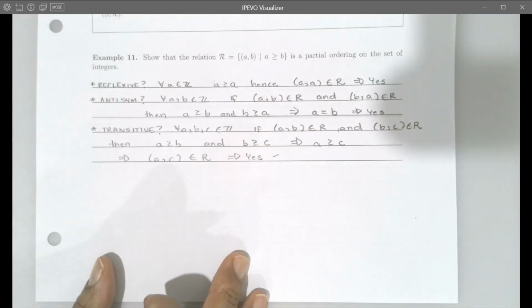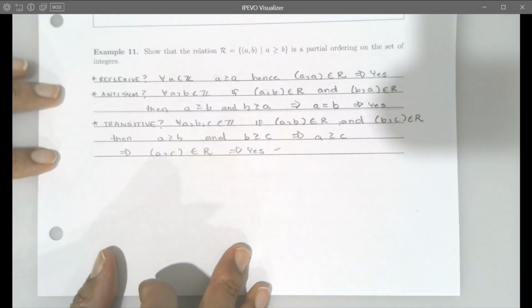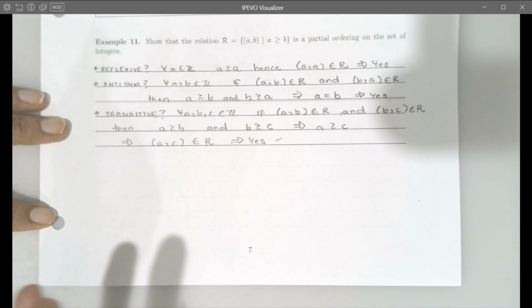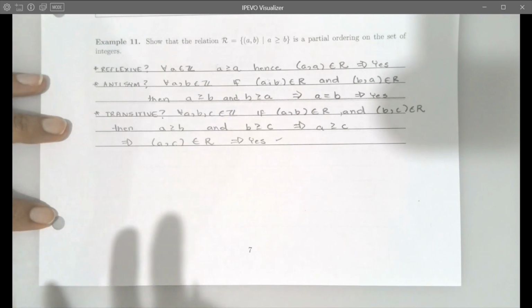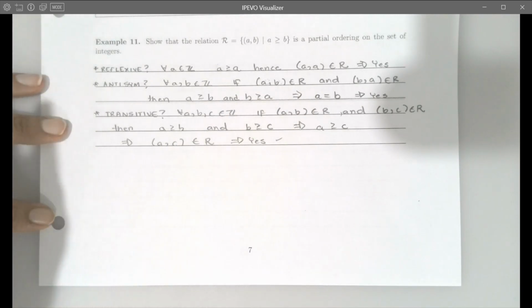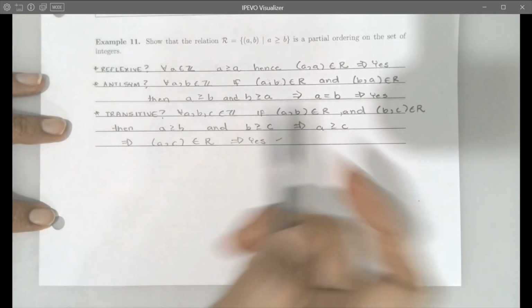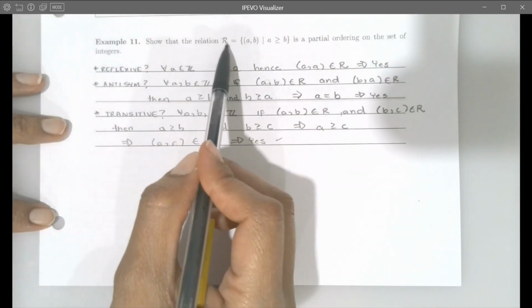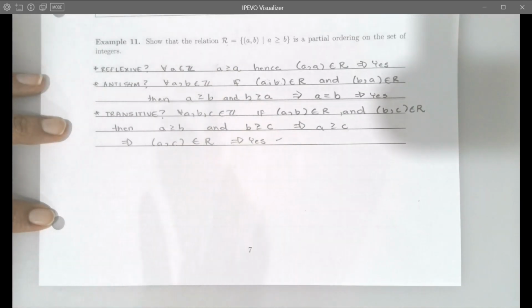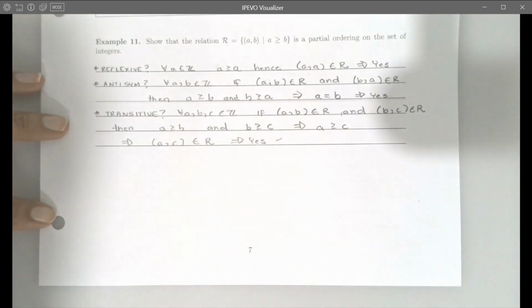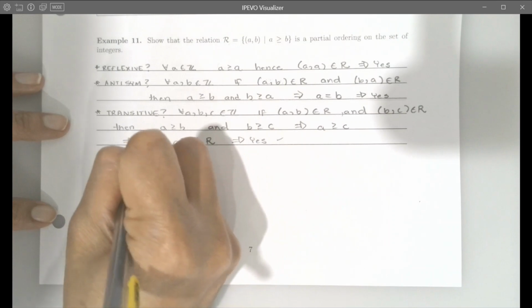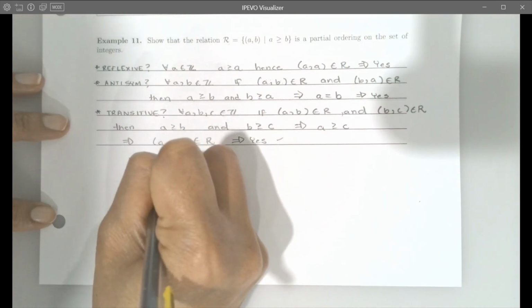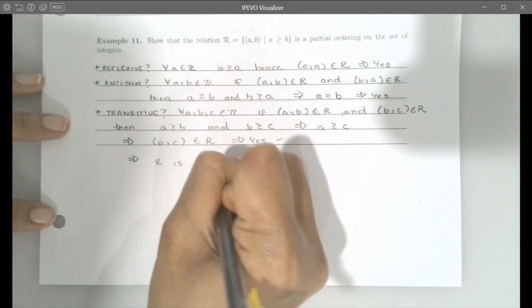And so since it satisfies all three requirements of a partial ordering, R is a partial ordering, or if we're talking about the set of integers S along with the relation, that's considered to be a poset. Okay, so we'll write that down. This means R is a partial ordering.